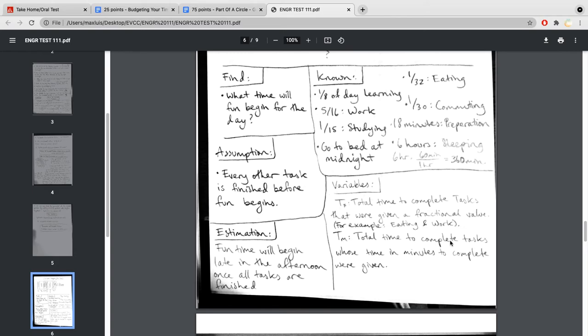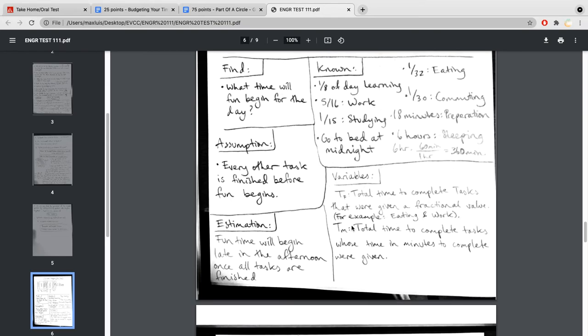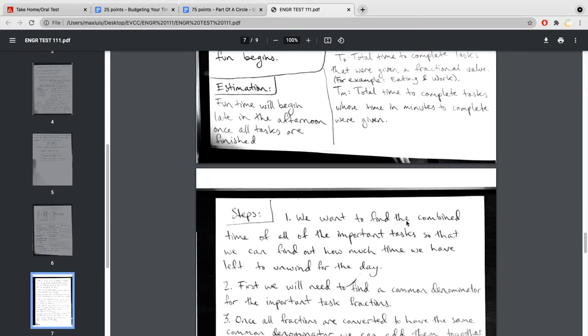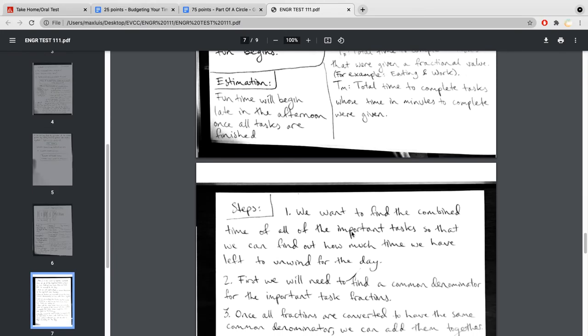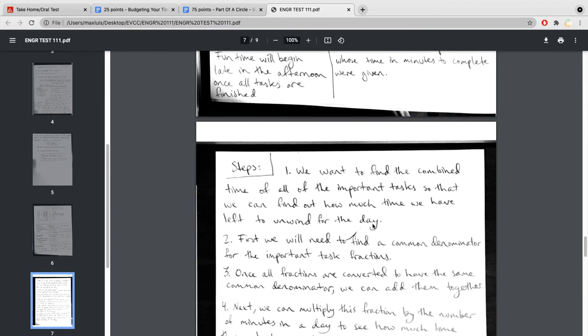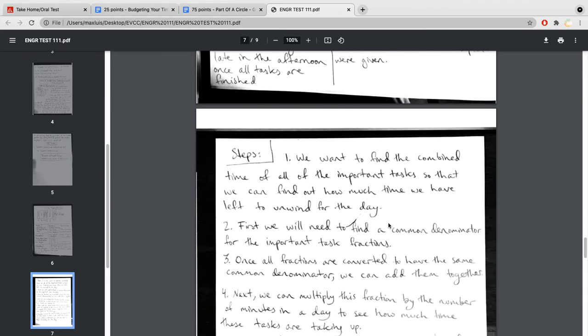TM is the total time to complete tasks whose time in minutes to complete were given. So these ones were given a specific time. They weren't given a fraction of the day. So we'll be adding those up separately. And here are the steps. So we want to find the combined time of all of the important tasks so that we can find out how much time we have left to unwind for the day.